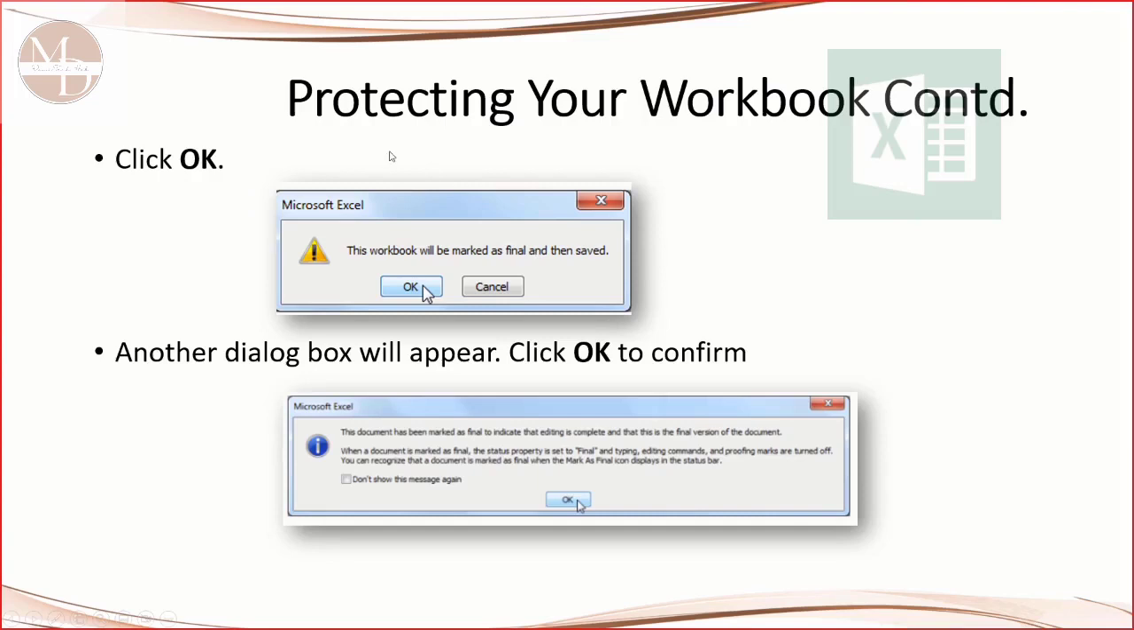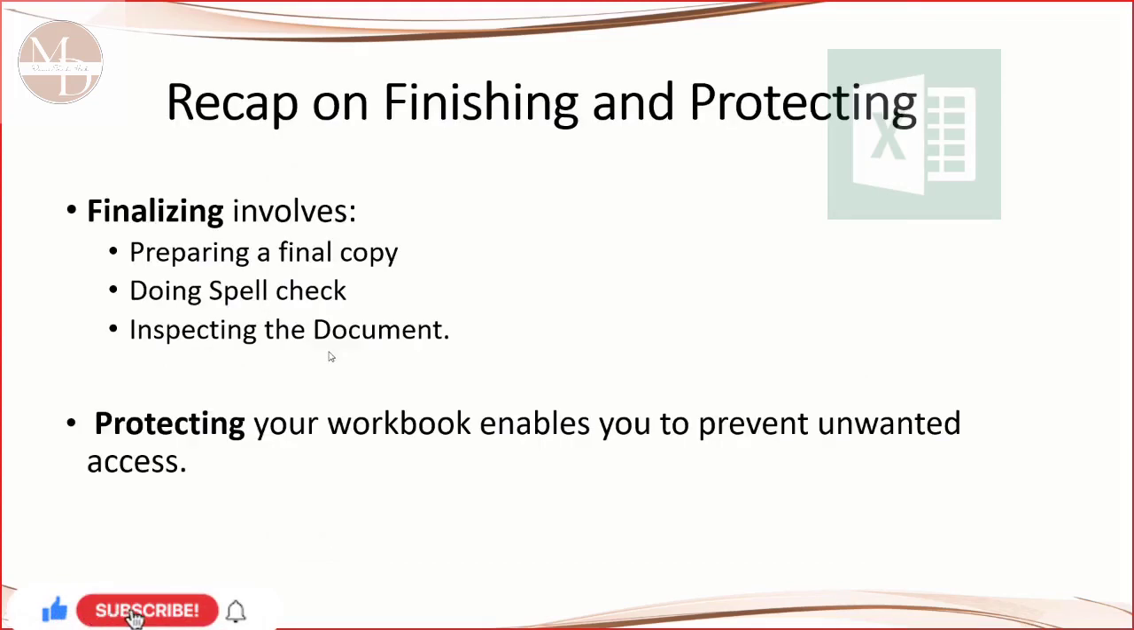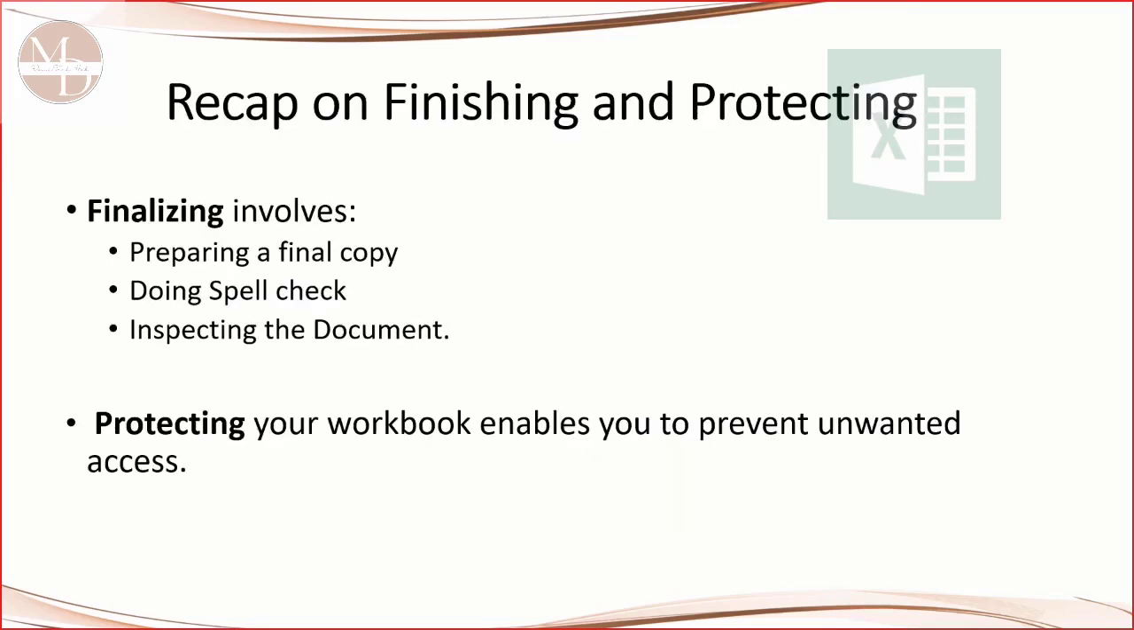Let's continue. So if you click OK, I have done this already. All this I have shown us earlier. So that is that. Recap on finishing and protecting of workbook. Now, finalizing involves preparing a final copy, meaning doing spell check, inspecting your workbook. Protecting your workbook enables you to prevent unwanted access. So that's protecting your workbook.